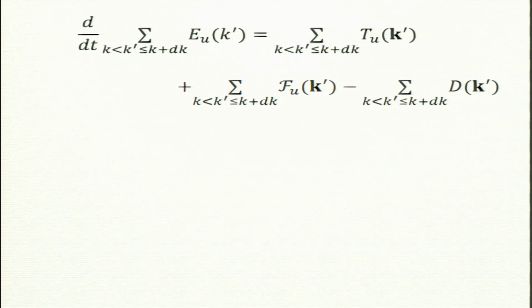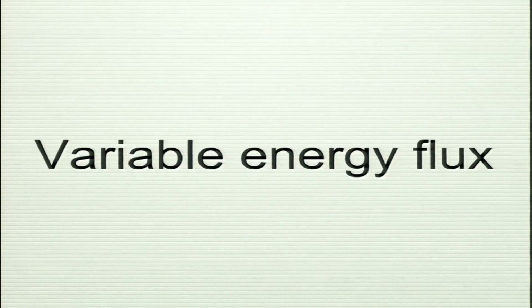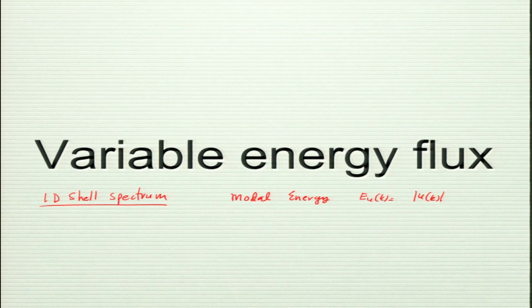Let us go back to the earlier slide. I am going to define the 1D shell spectrum. Even if I defined it before, I will do it again. We have something called modal energy, which is the energy of a mode. E_uk, which is half mod u_k squared, is the energy of a given wave number vector k.